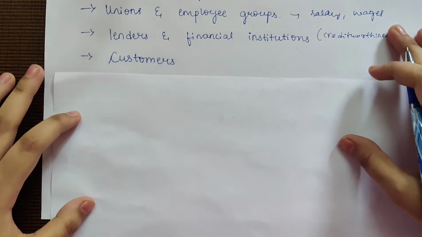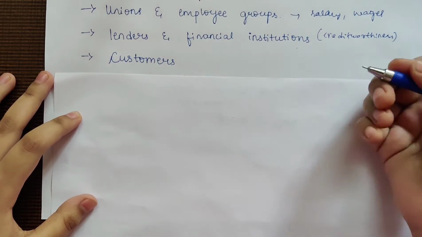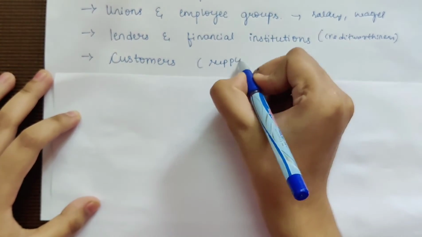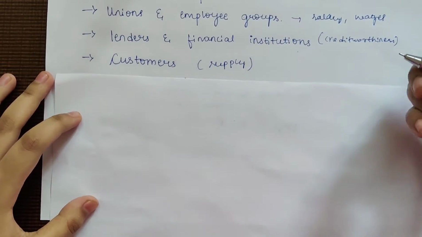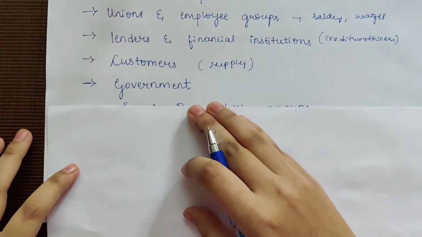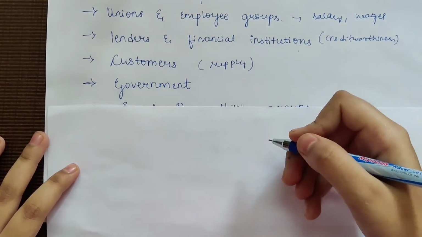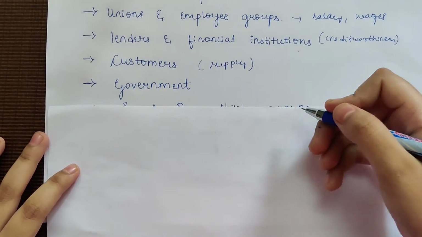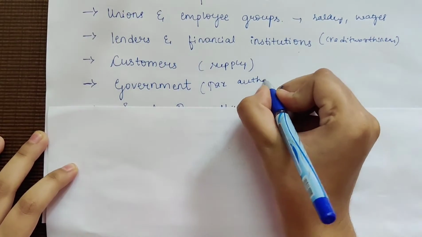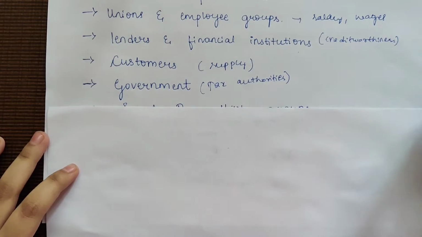Next is the customers. Why do customers need information? Because they want to know the profitability for the continuous supply of products, parts and after-sales services. So that's why they need the information. The next is government and other regulators. Why do they need information? Because of the allocation of resources and compliance with regulations, because we know the tax authorities, which come under government authorities, need information to collect taxes like VAT, GST and all.